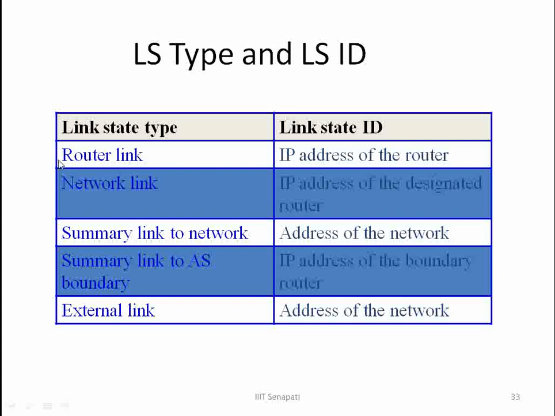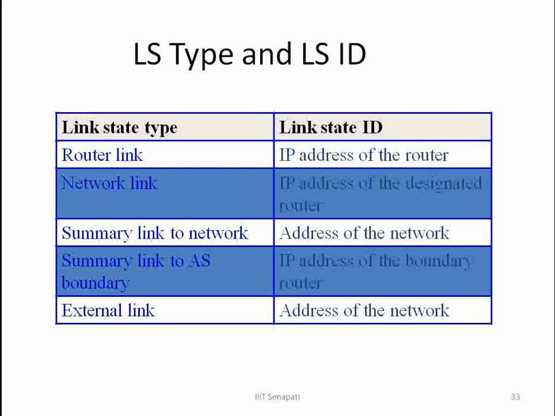If the type is router link, then the link state ID will be the IP address of the router. For network link, the IP address of the designated router. For summary link to network, the address of the network. For summary link to autonomous system boundary, the IP address of the boundary router. So depending on the type of the link, the value of the link state ID will change. We have also seen the advertising router and the link state sequence number.